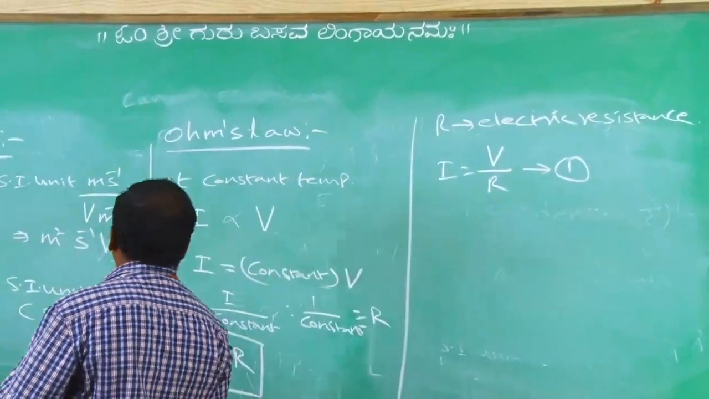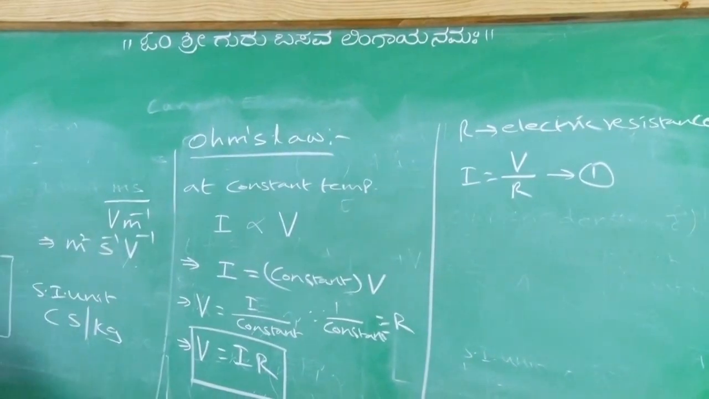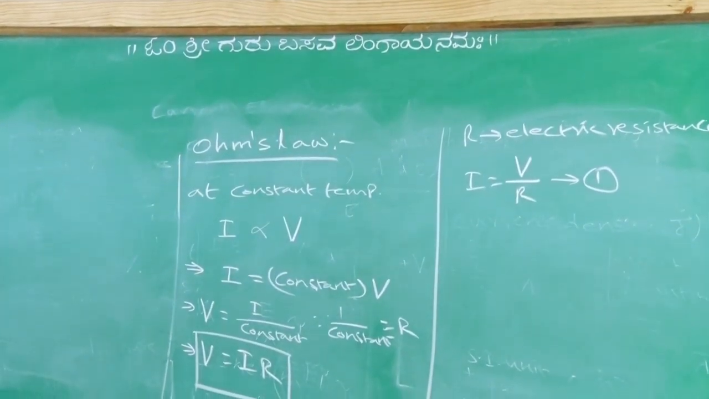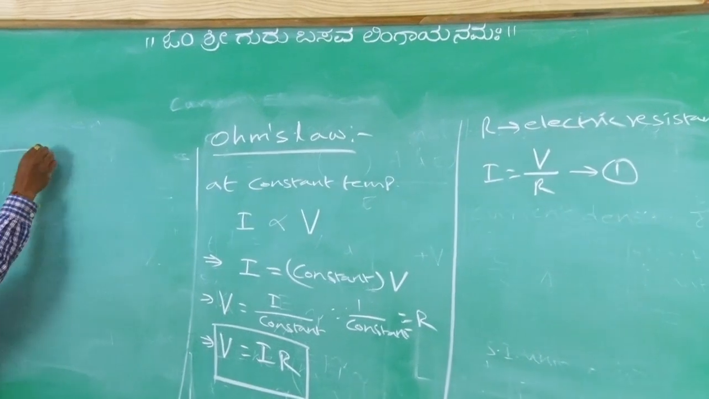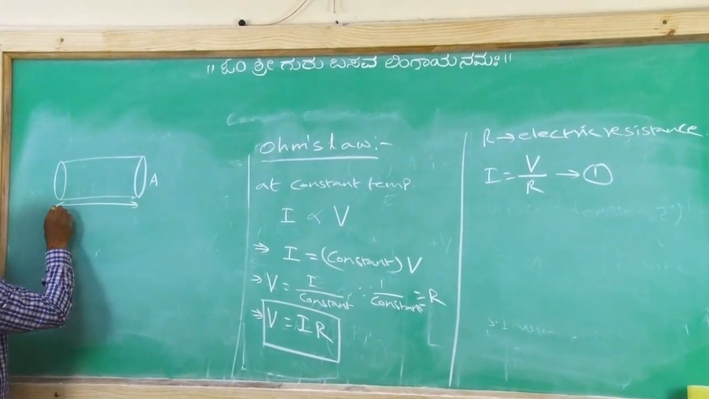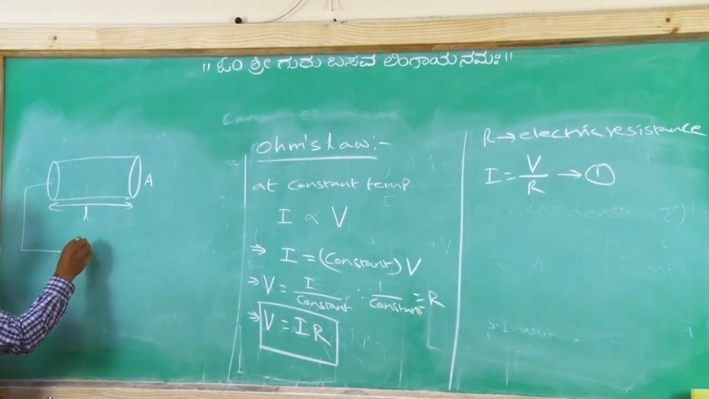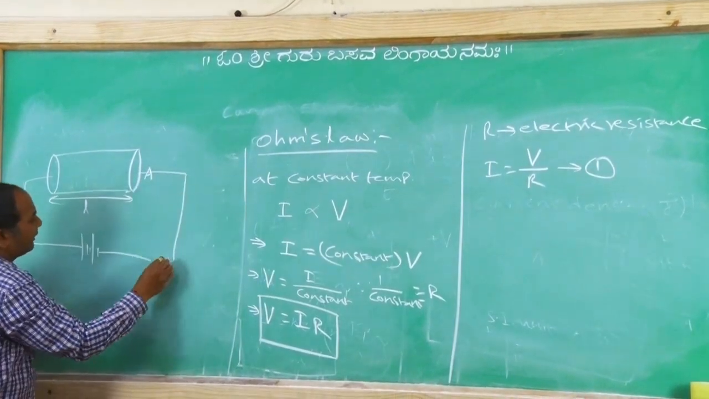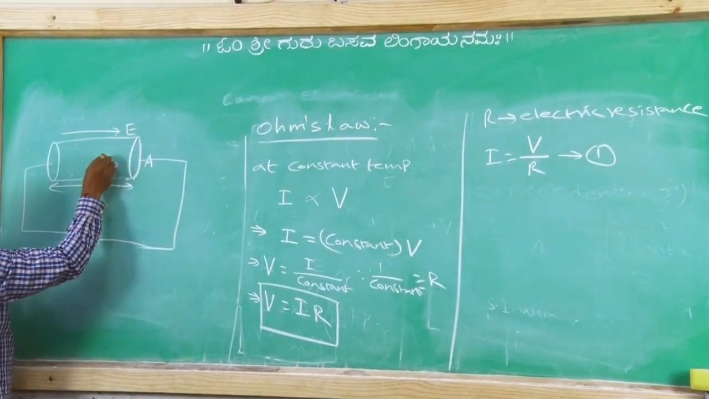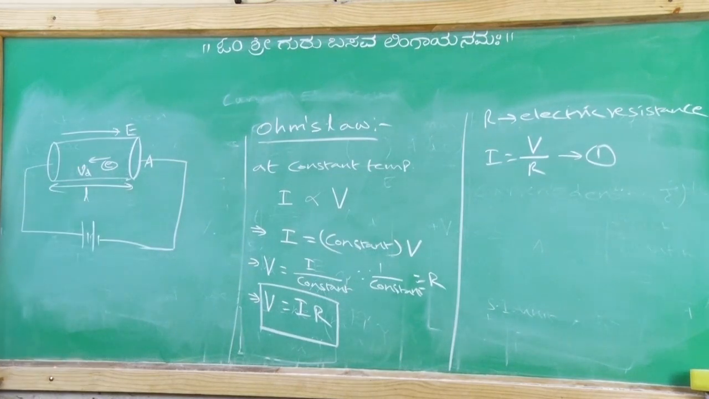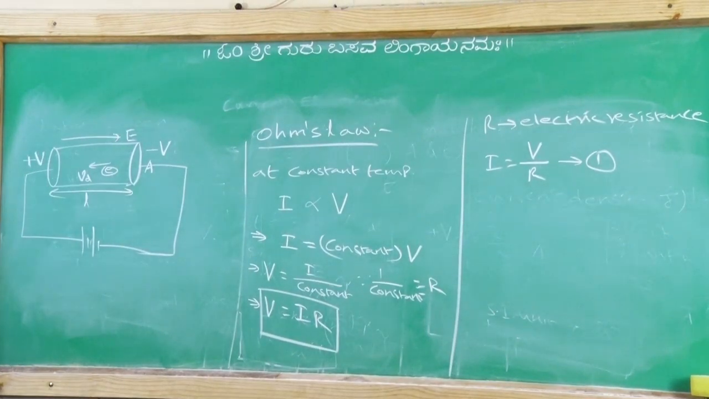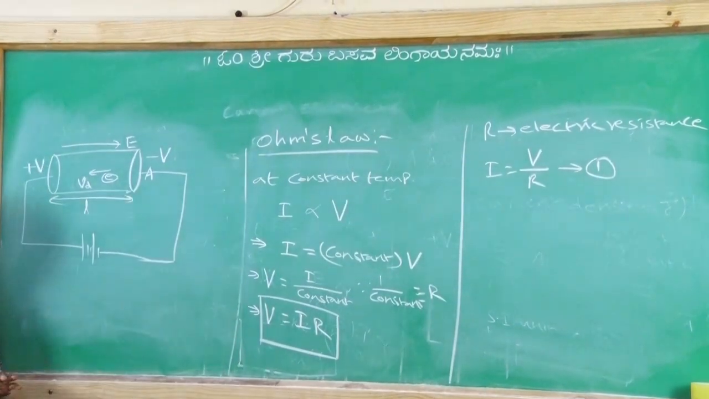Suppose we choose a metallic conductor, as we considered in our earlier example. Its area of cross section is A and its length is L. When it is connected to a battery, a strong electric field is there and the electrons move with drift speed Vd from the lower potential to the higher potential. Like this, we already know.